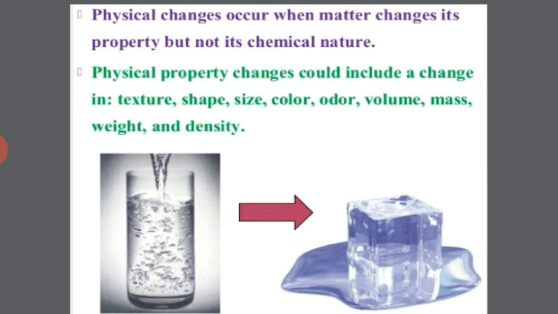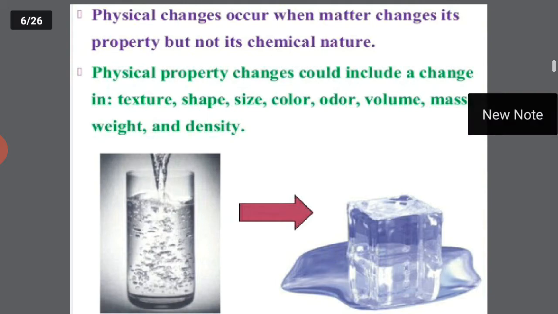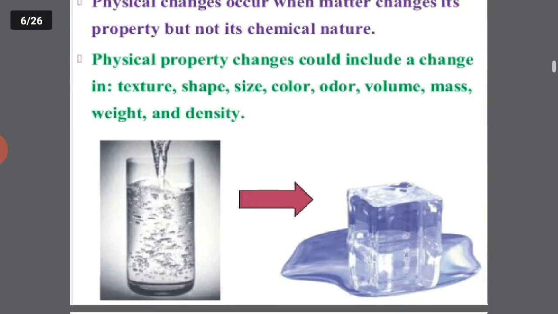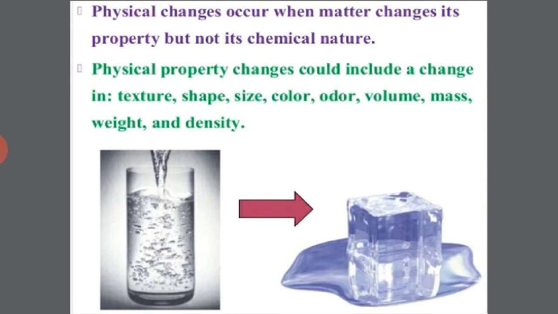Okay, shape can also change, its size can also change, its color can also change, its smell can also change, its volume can also change. Density is mass by volume, so volume is mass upon density. Mass can also change. Weight, denoted by W, is equal to m into g, mass into acceleration due to gravity. And density is mass by volume. These parameters can get changed. Okay, let's discuss more.